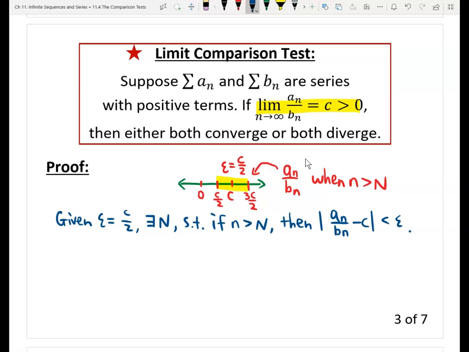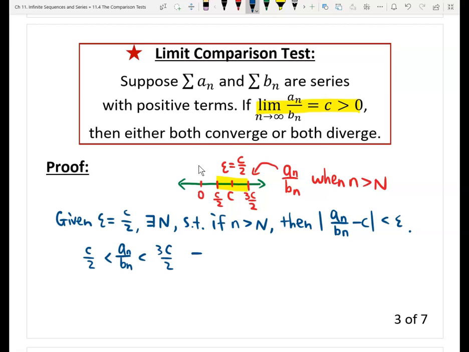And then let's change this neighborhood into this language, which means an over bn. From this graph we can see an over bn should be between the left endpoint and the right endpoint, right? So this is greater than C over 2 and less than 3C over 2. Good. This is kind of a direct comparison.